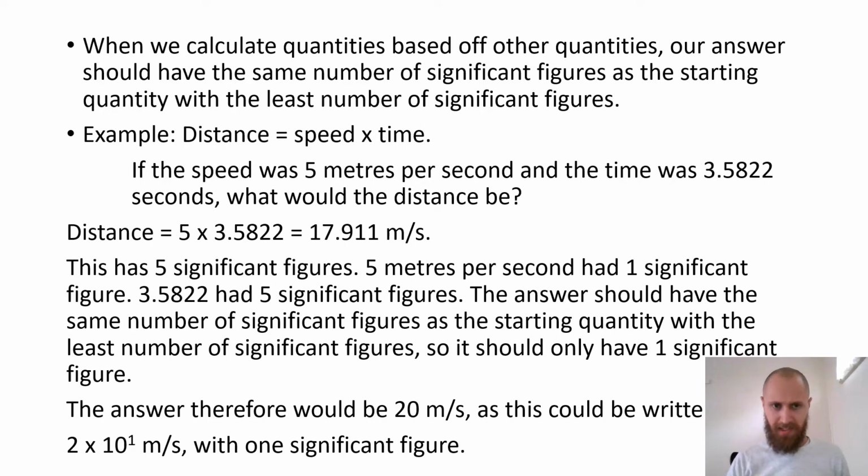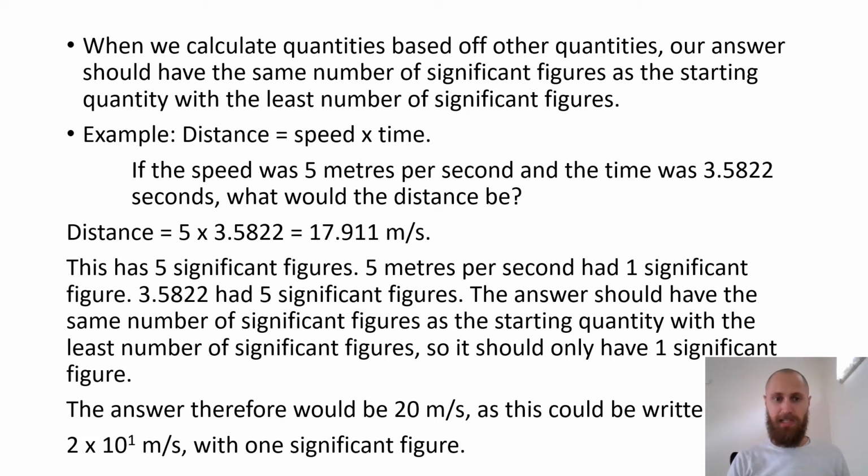So when we're dealing with significant figures, we also think about doing calculations with them. The first dot point's a bit of a mouthful, but it makes sense once you get the gist of it. When we calculate quantities based off other quantities that we already know, our answer should have the same number of significant figures as the starting quantity with the least number of significant figures. So there's a lot there.